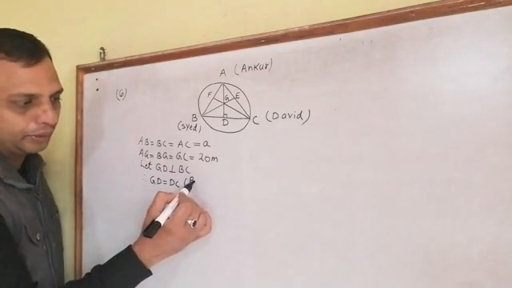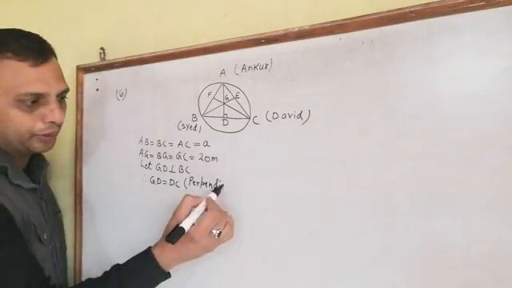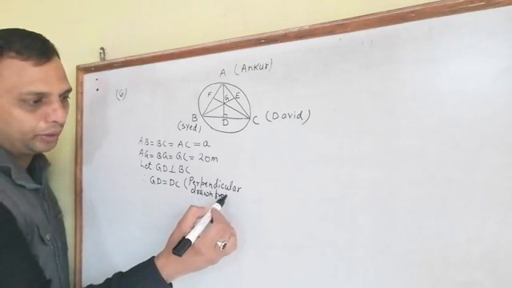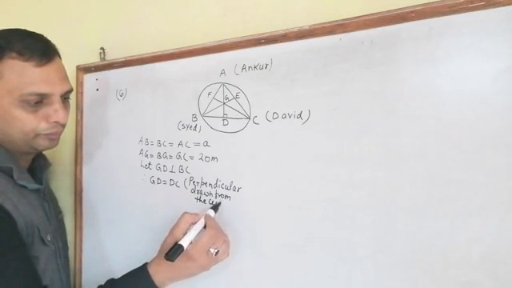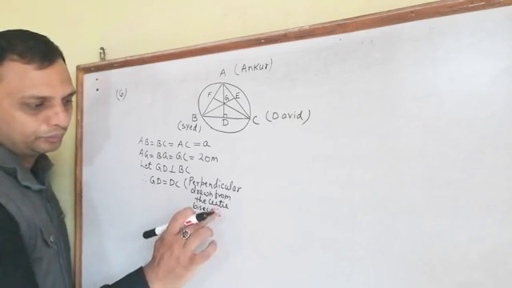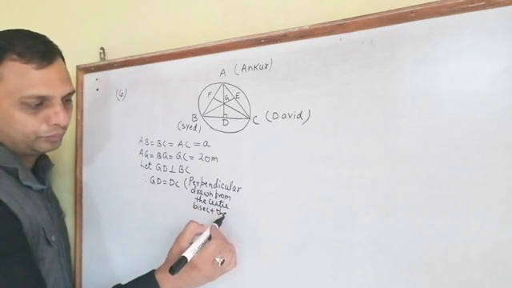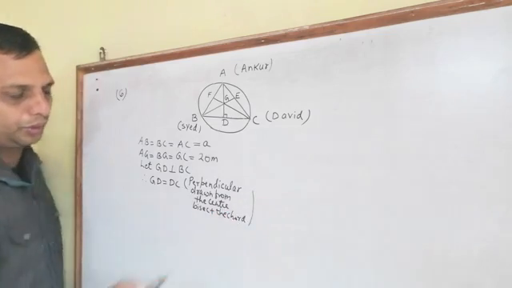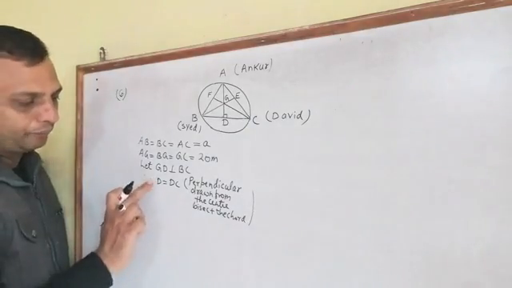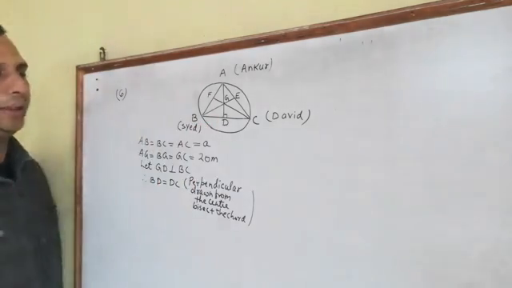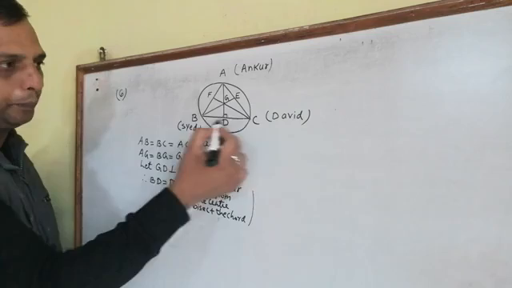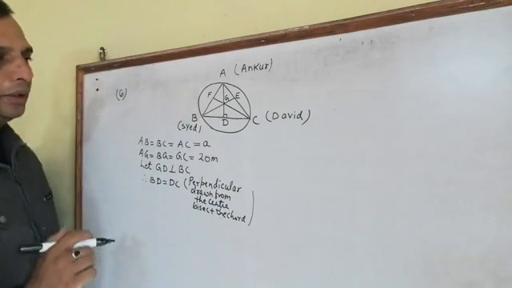This came from the statement, the perpendicular drawn from the center of the circle bisects the chord. So BD is equal to DC. BD will be equal to DC. This is the line drawn from the center of the circle. It will bisect the chord into two parts, BD and DC.